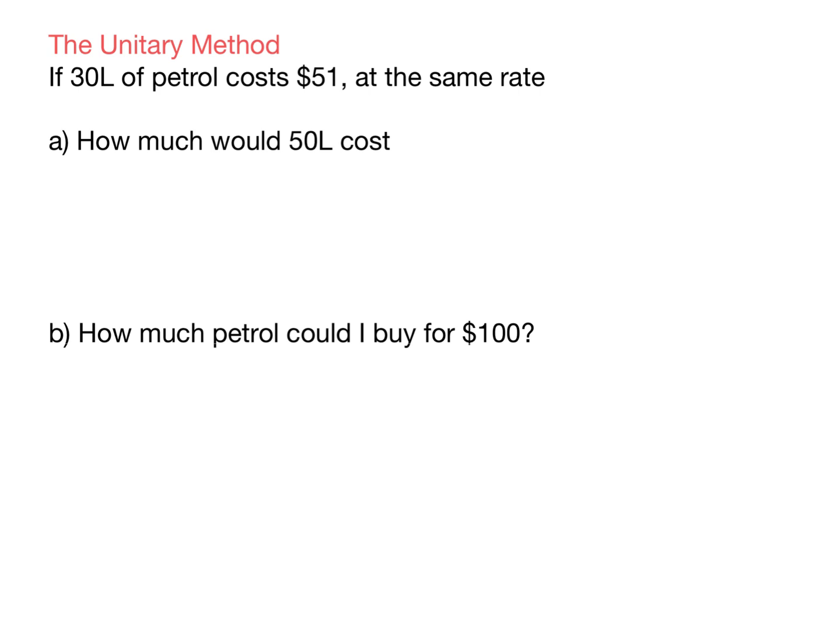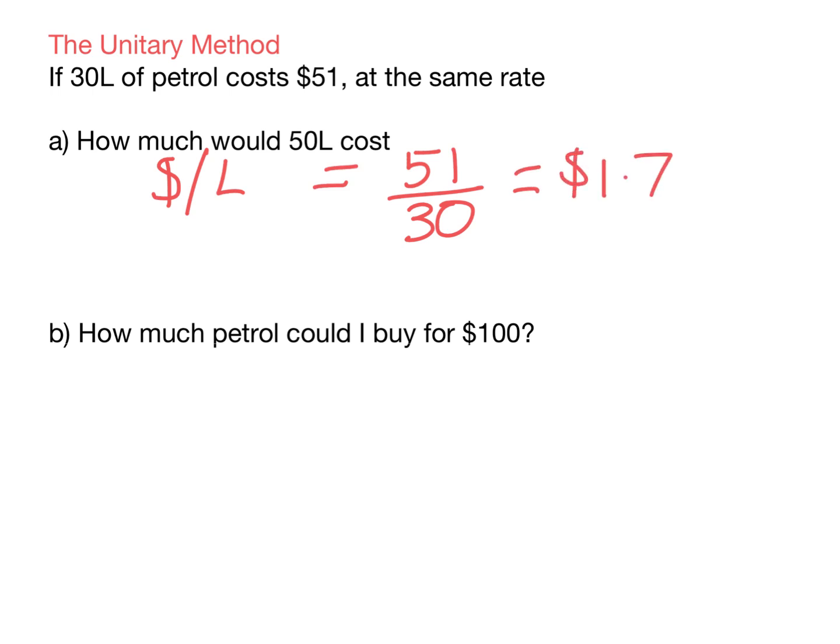And that's exactly what rates are. What we really want here is the cost per litre. So what we do is divide the dollars by the number of litres. That's what this says, dollars divided by litres. Now, if you put that in your calculator, you get 1.7. That means each litre of petrol costs $1.70. It's $1.70 per litre.